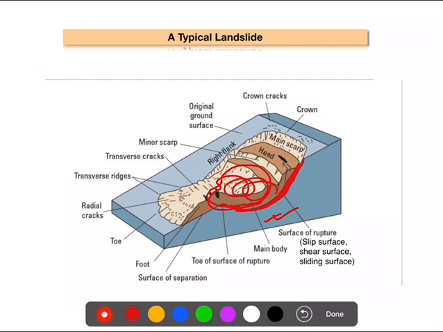Then toe of surface of rupture. Let me clear these things. So the toe of surface of rupture is the intersection.